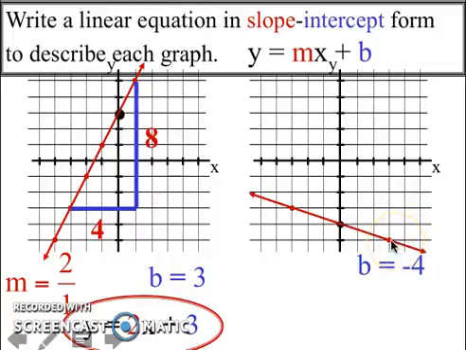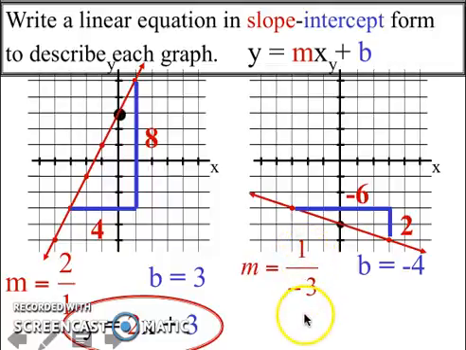And then let's find the slope. I'm going to pick this point and this point over here to find the slope. So we're going to move 2 units up and 1, 2, 3, 4, 5, 6 units to the left. So our slope is 2 over negative 6. Once we simplify, we have 1 over negative 3.